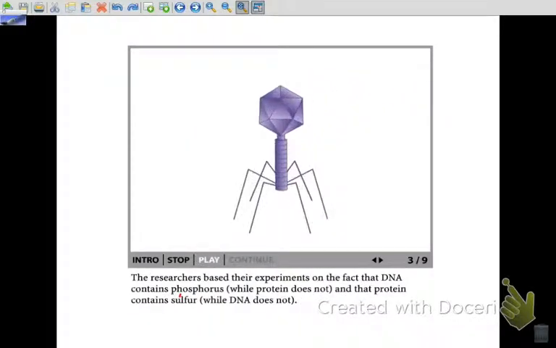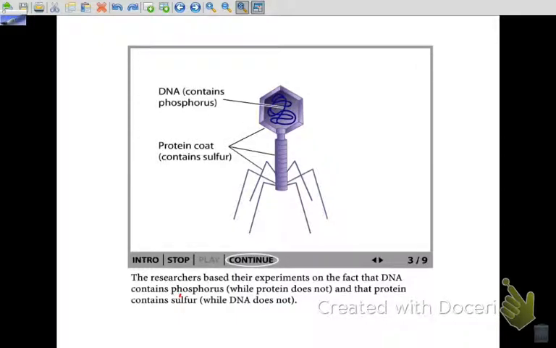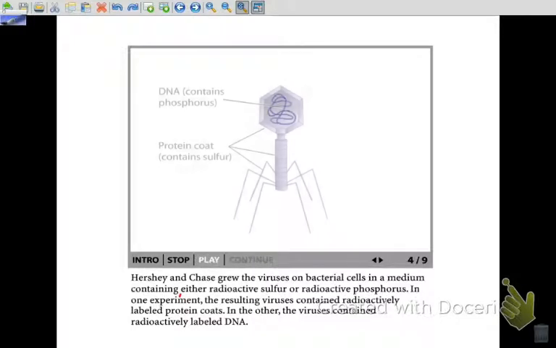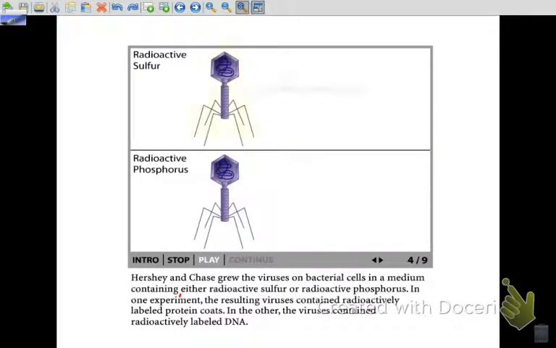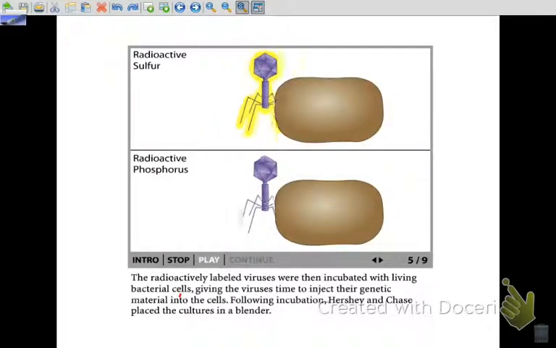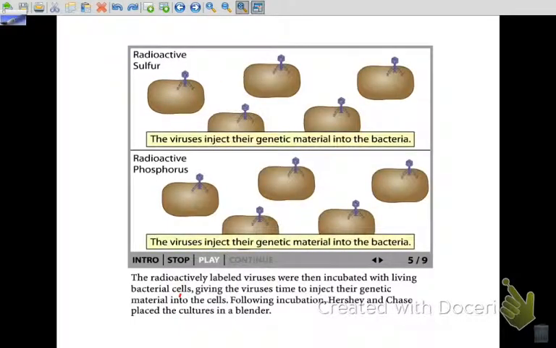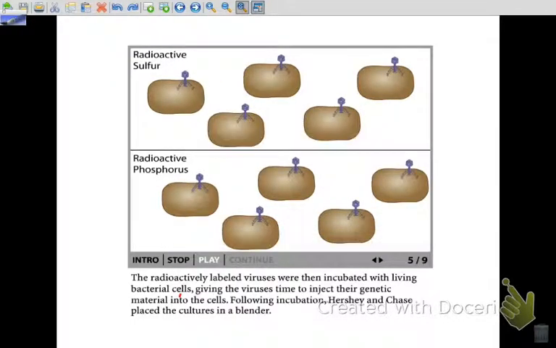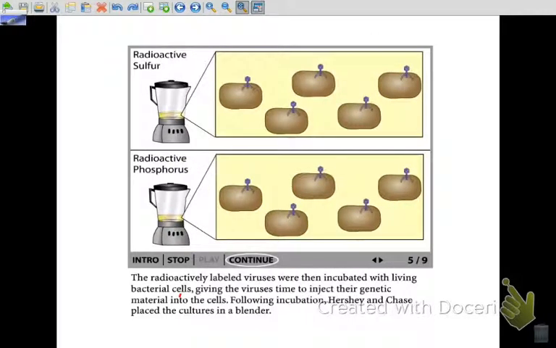So now what they did was, DNA contains phosphorus, protein contains sulfur, and so they decided to make the phosphorus radioactive and the sulfur radioactive. So the radioactive sulfur is the protein coat, and the radioactive phosphorus was the DNA. They then put it in a hull with a bacteria. It attached to the bacteria, it cloned, it replicated itself. And then the virus did its job, injected whatever material at this point into the bacteria, and they actually put it into a blender. Why would they do that?